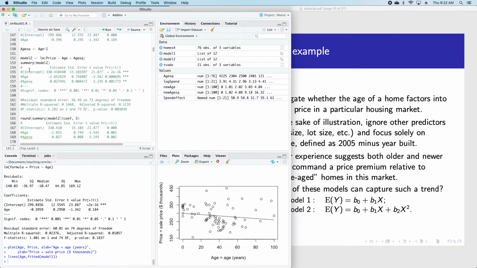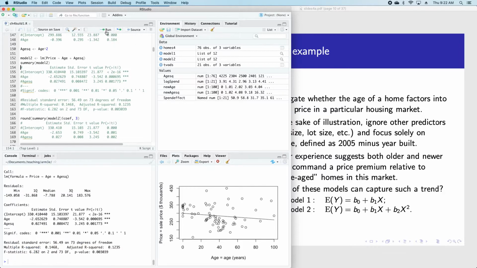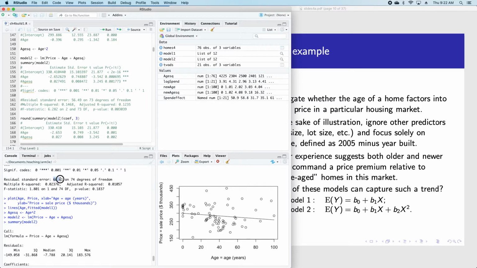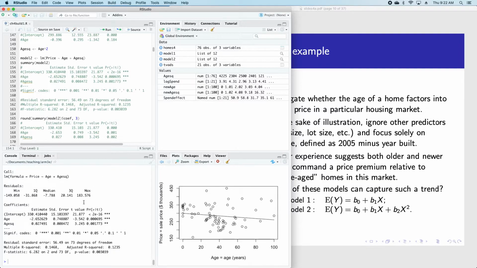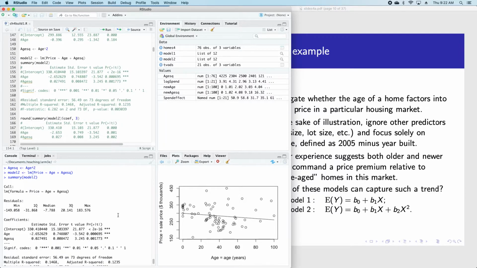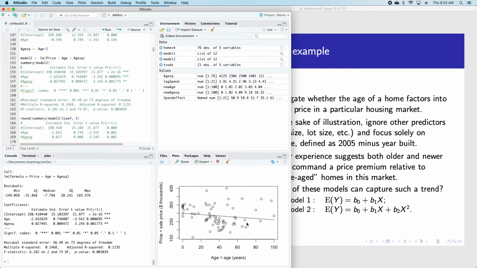Okay, so let's go to model 2, where we're going to calculate age squared, add that to the model and summarize it. So now we're getting better predictions. 56.49 is a smaller number than 60.01. We're explaining more of the variability in sale prices. 0.1468 is a larger number than 0.02376. The other piece of evidence that we have that this model with a curved relationship outperforms model 1 with a straight relationship is this result here.